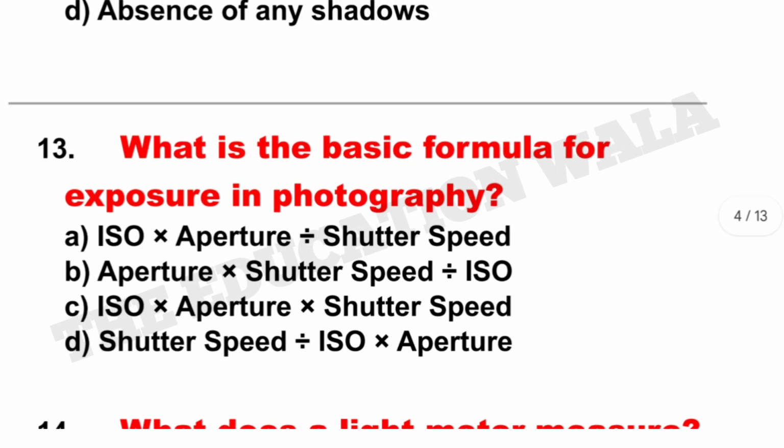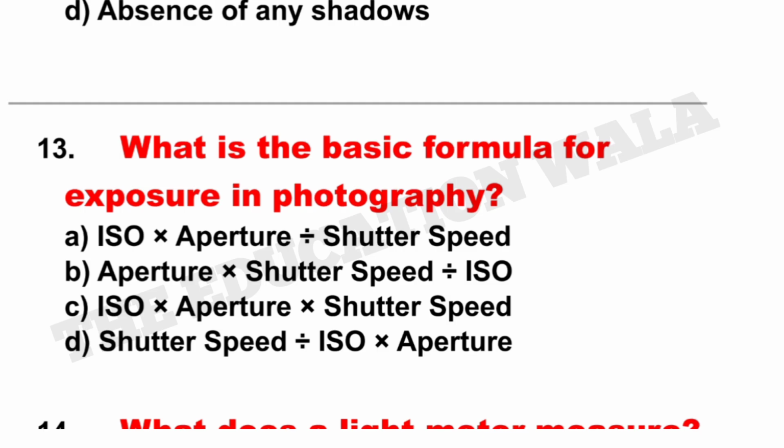Question number 13. What is the basic formula for exposure in photography? Option A: ISO into aperture divided by shutter speed. Option B: aperture into shutter speed divided by ISO. Option C: ISO, aperture and into shutter speed. Or option D: shutter speed divided by ISO into aperture.